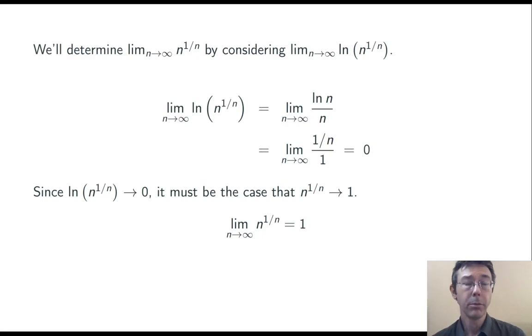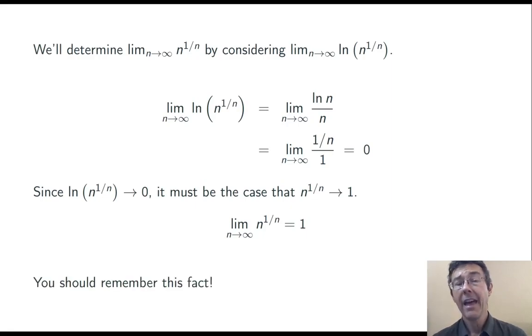So we've solved the problem we've been trying to solve here. The limit as n goes to infinity of n to the 1 over n is 1. That fact comes up a lot when you're doing the root test, and you really should commit that to memory. Limit as n goes to infinity, n to the 1 over n is 1. That is to say, the nth root of n goes to 1.